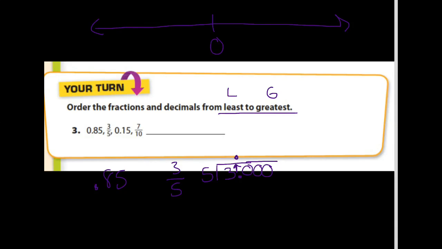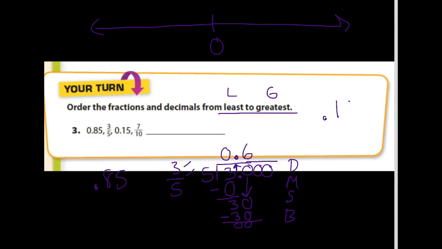So I'm going to start dividing 5 into 3. If I think about my steps, dad, mother, sister, brother, 5 can't go into 3, so I put a 0. 5 times 0 is 0. 3 minus 0 is 3. So I finished subtracting and I need to bring down. So now, how many times can 5 go into 30? Well, I know 5 times 6 is 30. So 30 minus 30 is 0. And then I have my decimal equivalent. So 3/5 is equal to 6/10.